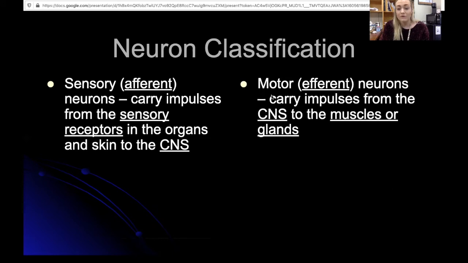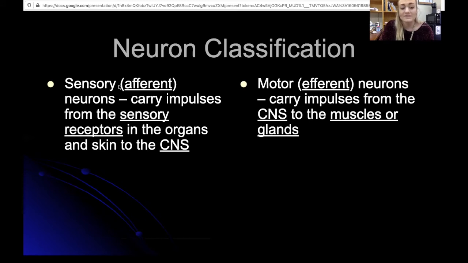We also have motor neurons, or efferent. So we have afferent and efferent, and these carry impulses from the central nervous system, so away from the central nervous system, to the muscles or the glands. Our muscles and the glands are what actually do the action. The nervous system does not actually do the action. It's like the dictator, and it just tells everybody what to do.